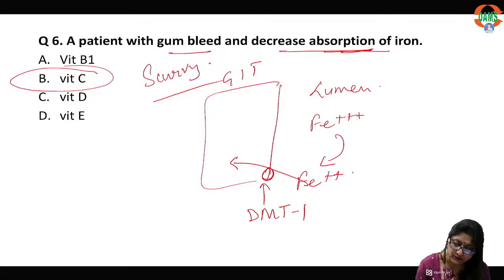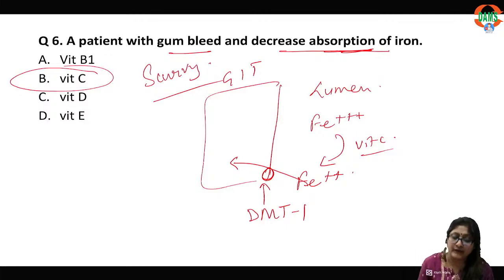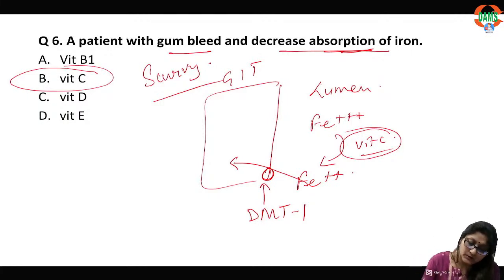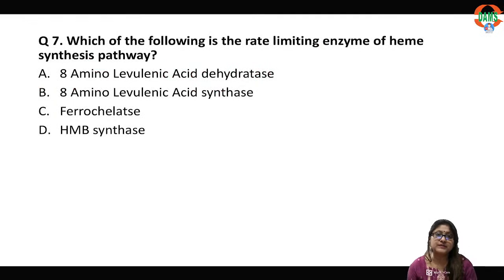In this reduction, you need to have the role of vitamin C, because vitamin C helps in this reduction of ferric to ferrous, right? So vitamin C is helping in iron absorption by reducing the iron from ferric form to the ferrous form. All right, so iron absorption is going to be deficient in vitamin C deficiency. All right, very good. Coming to next question number 7.